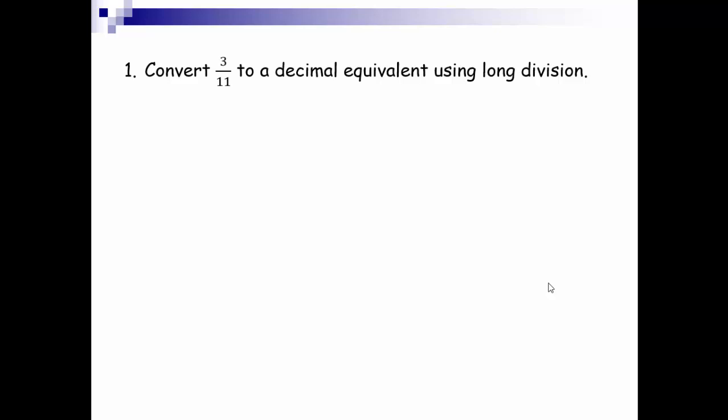First, we're going to convert 3/11ths to a decimal equivalent using long division. So 3/11ths means 3 divided by 11. If you have a hard time remembering what goes inside the division box and what goes outside, I always think of BO, which stands for bottom out. So that tells me the bottom has to go on the outside of the division box.